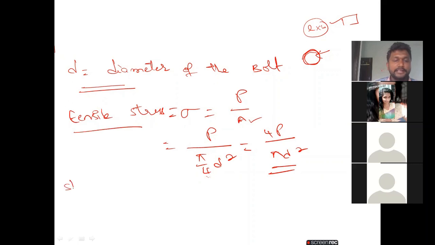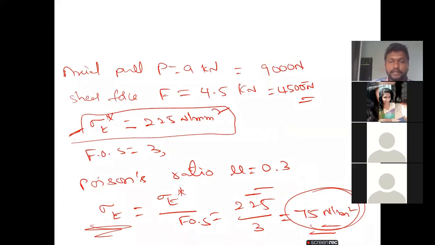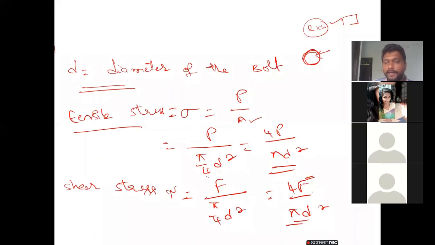Now if I apply a shear stress, that is a tau value, the formula is force by area, actually load by area. But when you consider the shear stress, the load is coming due to the shear force F, so F by pi by 4 into d square, that is 4F by pi d square. F we know already, the force given in the problem is 4,500. So I am writing here 4 into 4,500 by pi d square.